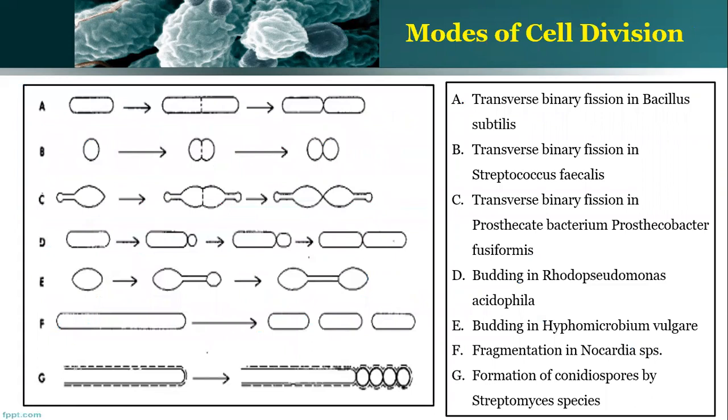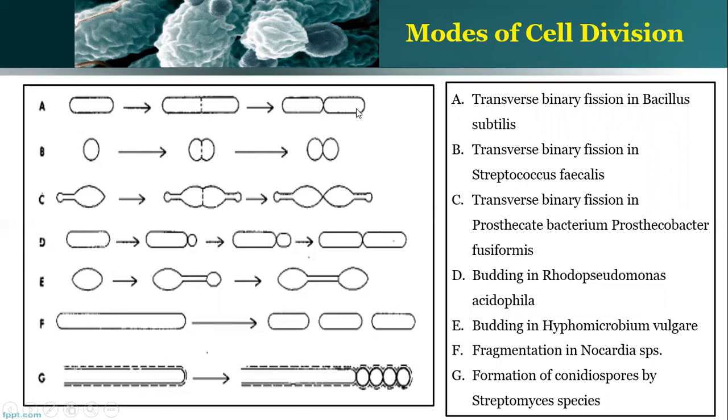These are the general methods of cell division that occur in bacteria. Basically, cell division is by binary fission, budding, fragmentation, or by the formation of spores. So in the first image, you can see the bacterial cell size has been enlarged and a septum has developed. This septum divides the cell into two and produces two daughter cells.